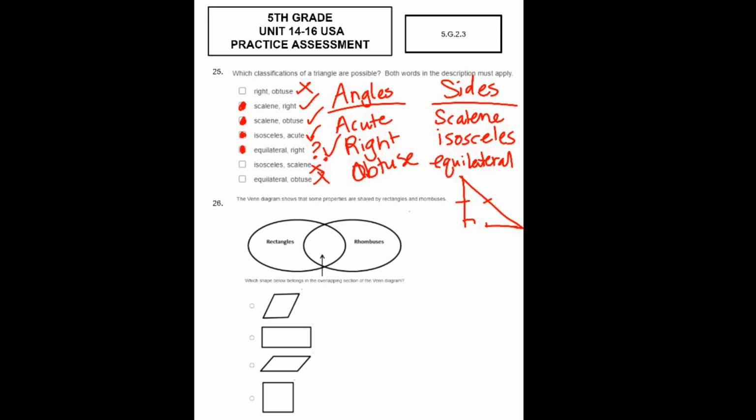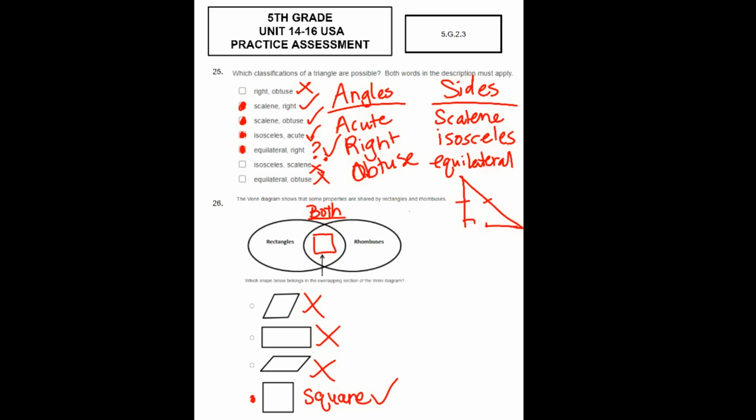Okay, let's look at number 26. The Venn diagram shows that some properties are shared by rectangles and rhombuses. Which shape belongs in the overlapping section? Remember, it could be both. We should know this by heart by now. Which shape is both a rhombus and a rectangle? Obviously, a square. The square goes in there. Yep, that's a parallelogram, that's a rectangle, that's a rhombus. The square goes in there, square.